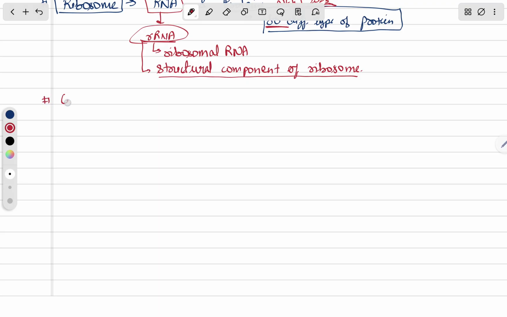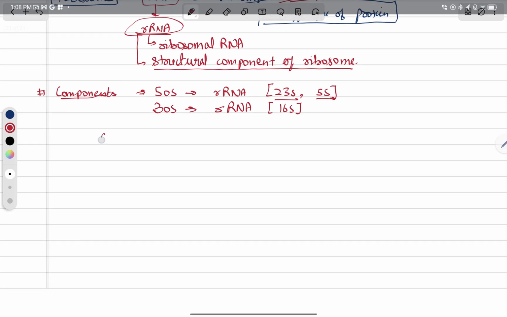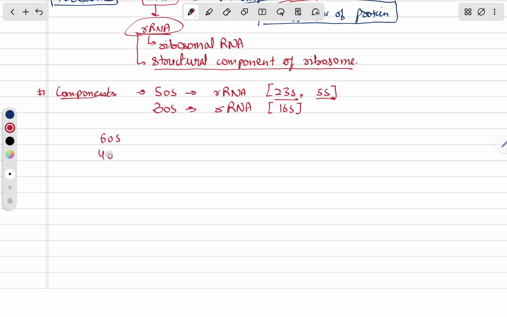Last important point, that is about components. If we talk about larger subunit and smaller subunit, then in prokaryotes the 50S larger subunit is made up of rRNA types 23S rRNA and 5S rRNA. These are the units of rRNA, right? The 30S subunit is formed of 16S rRNA, right? That is for prokaryotes. For eukaryotes we have 60S and 40S.